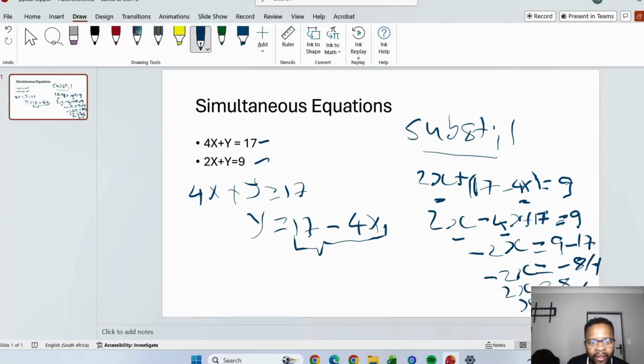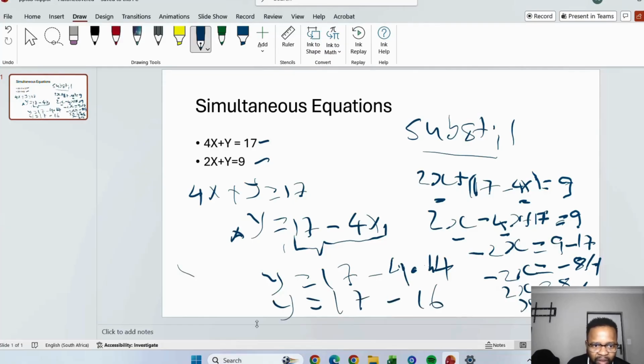And then we go back to our first equation here. We substitute the value of x. What is our value of x? Our value of x is equal to 4. So where there's x here, we put 4. What do we get? We get y equals 17 minus 4 times 4. 4 times 4, yes, we're going to get 16 from 17.